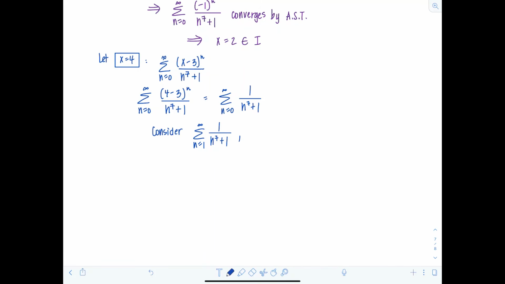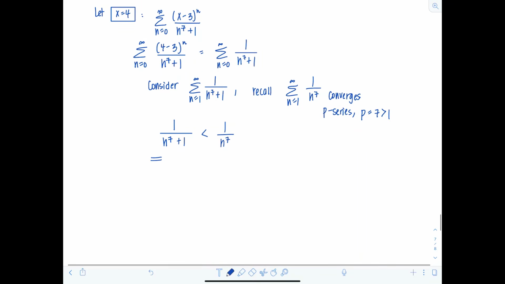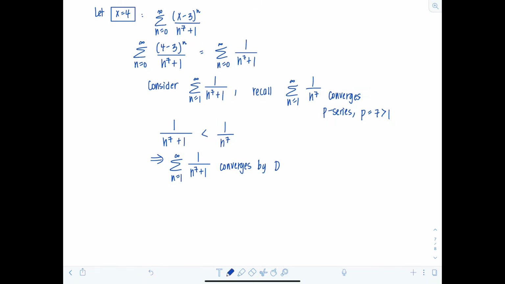Okay. And recall that the sum, n equals 1 to infinity of 1 over n to the 7th converges. You have to state how you know that. Well, it's a p series, and p equals 7, which is greater than 1. And then clearly we can see that 1 over n to the 7th plus 1 is strictly less than 1 over n to the 7th. So this means that the sum, n equals 1 to infinity, of 1 over n to the 7th plus 1 converges by direct comparison.